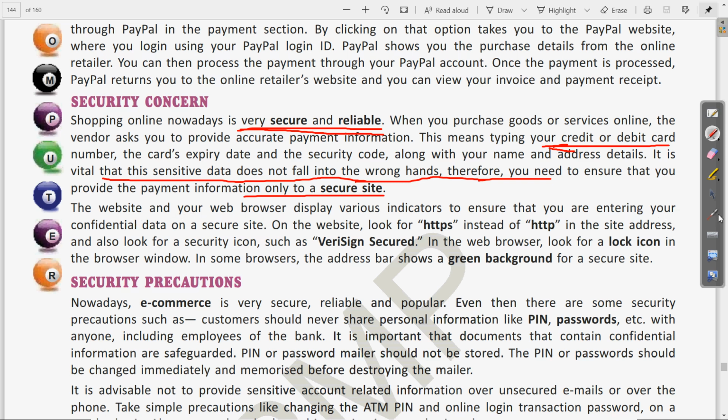So the website and your web browser display various indicators to ensure that you are entering your confidential data on a secure site. Whenever we are using any of the browsers or any website, along with the URL, the web address of that website, there is some additional information. Using that we can check that the website is secure and we can give the confidential data on that website. So how to check this?